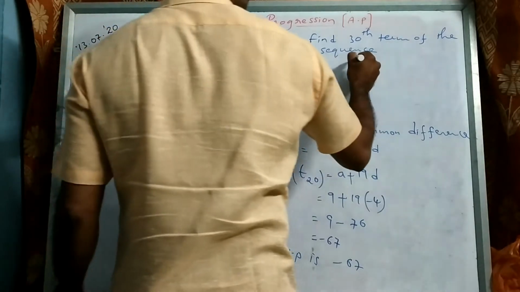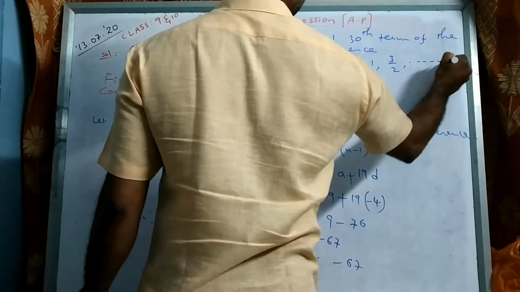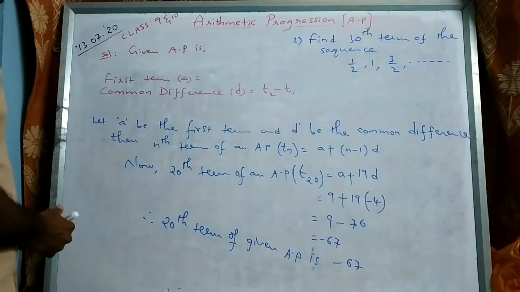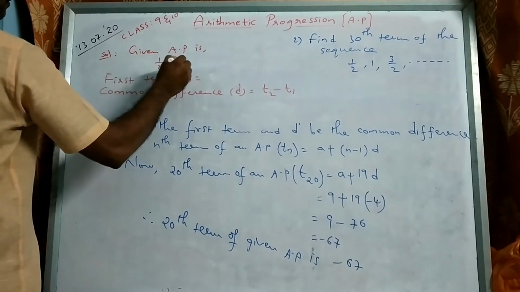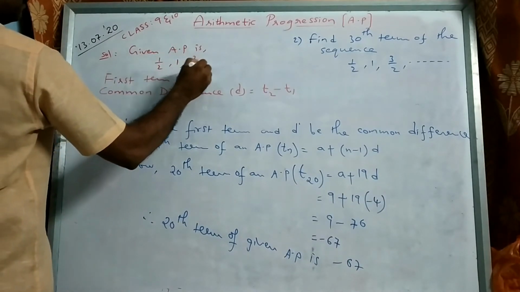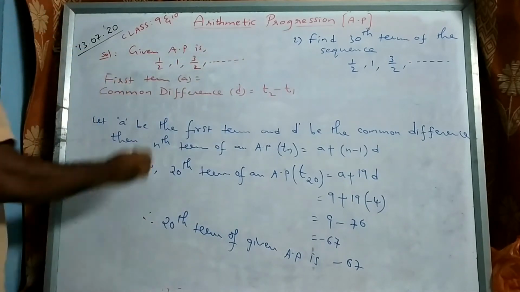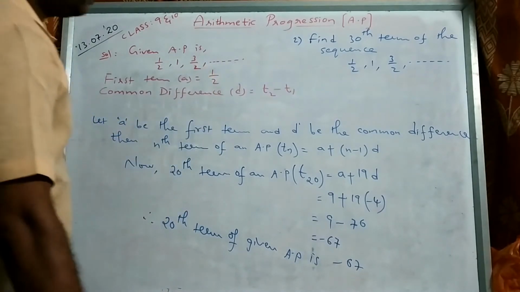1/2, 1, 3/2, and so on. Okay, that is the given AP. So what is the given AP here? 1/2, 1, 3/2, and so on. What is the first term here? 1/2. That is an AP only.